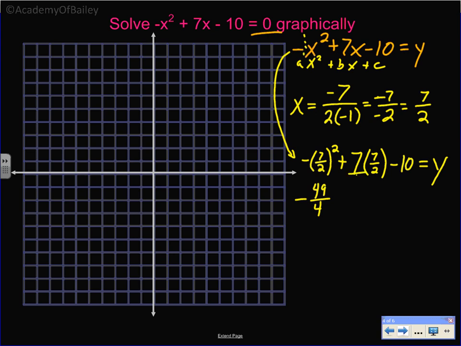On the next one, we have 7 over 1 times 7 over 2. Well, we know positive times a positive is a positive, and multiply the top numbers. 7 times 7 gives you 49, and on the bottom, 1 times 2 gives you 2. And then we're going to subtract 10, and that's equal to y.